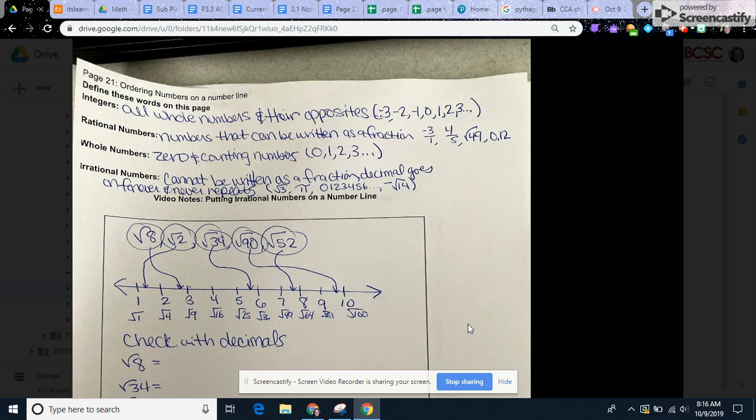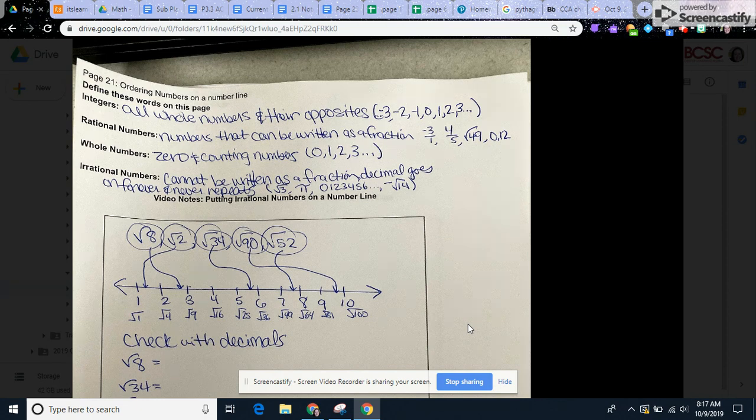Hi, these are your notes that will go on page 21 of your notebook. So we are ordering numbers on a number line. Sounds easy, however, not all numbers look like our normal whole numbers that we've been numbering since we were kindergarten. So first, let's start with our different kinds of numbers.